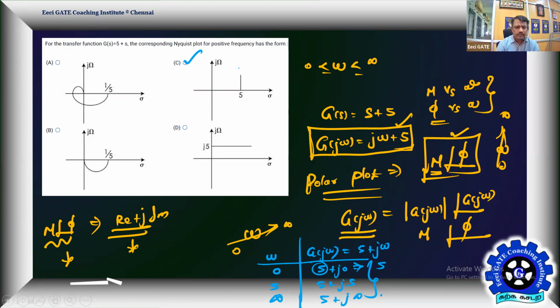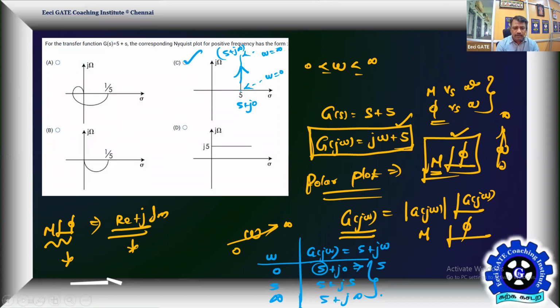So this is the polar plot. This is how it goes. This is the starting point, omega equal to 0, and this is the extreme point, omega equal to infinity. So at the starting point it is 5 plus j0, and at the extreme point it becomes 5 plus j infinity. Very simple problem for 2 marks.